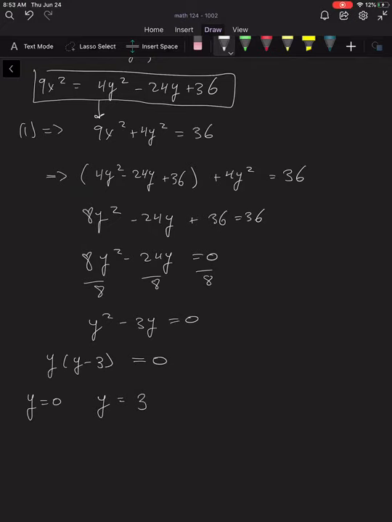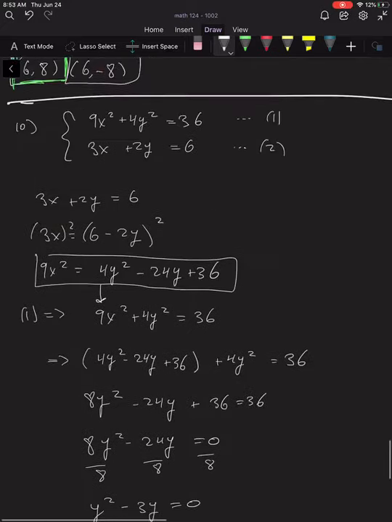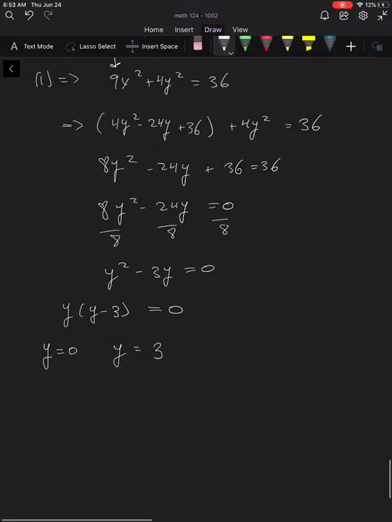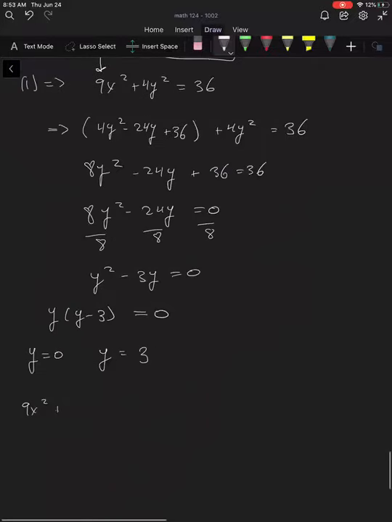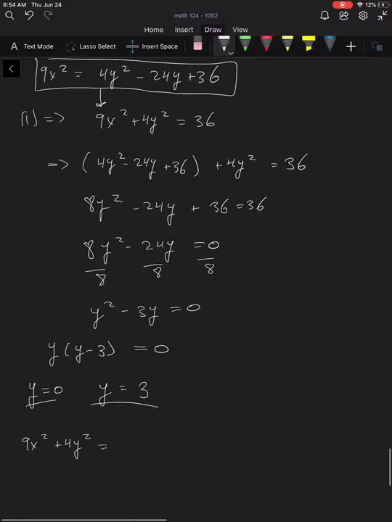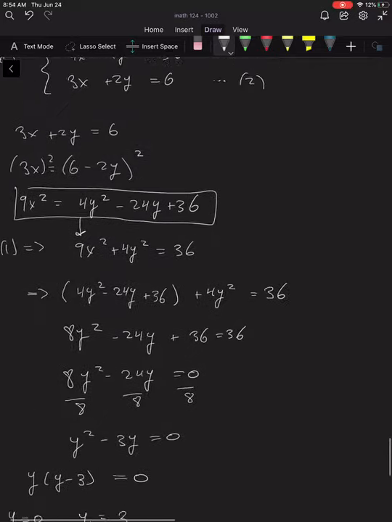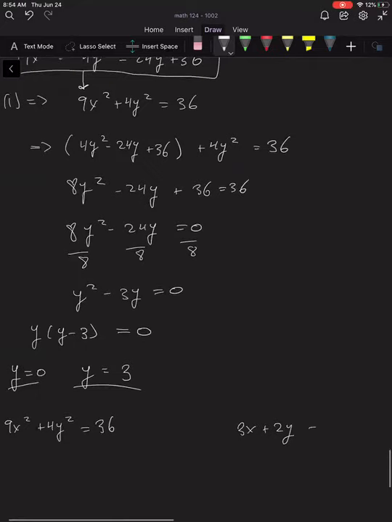So now what we need to do is the same thing as the last problem. So what are our equations? We had the two equations. Let's write them down again. 9x squared plus 4y squared is equal to 36. And then also 3x plus 2y is equal to 6.